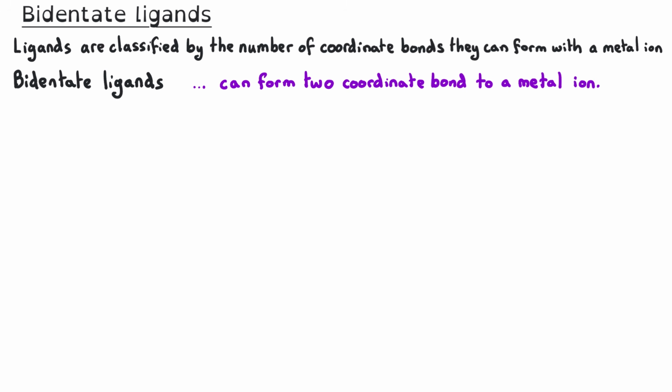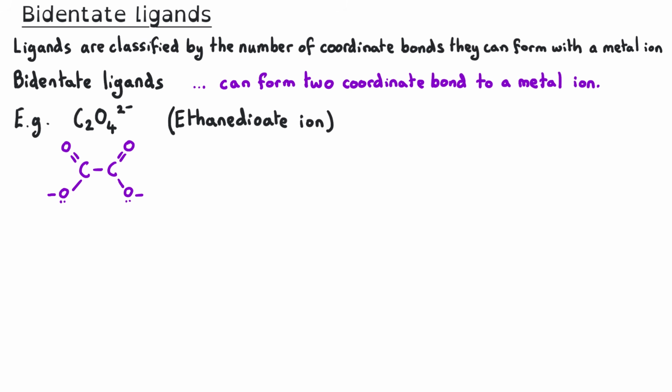Bidentate ligands are able to form 2 coordinate bonds to a metal ion, and there are 2 bidentate ligands that you need to know. The first is the ethane dioate ion, which has the formula C2O4 2-. You might find this ion in something like ethane dioic acid or sodium ethane dioate. In the displayed formula for this ion, you can see the 2 oxygen atoms that have the lone pairs through which the 2 coordinate bonds can form.